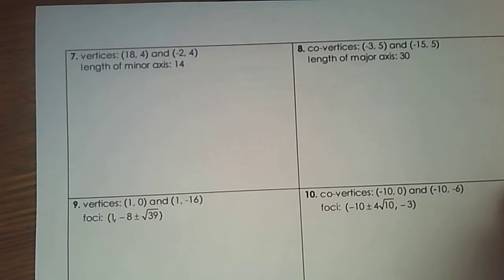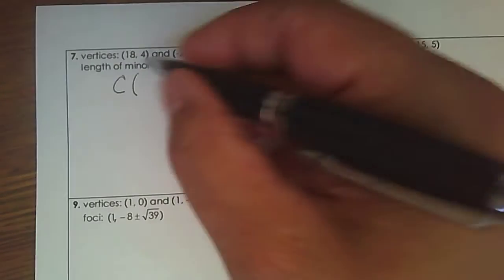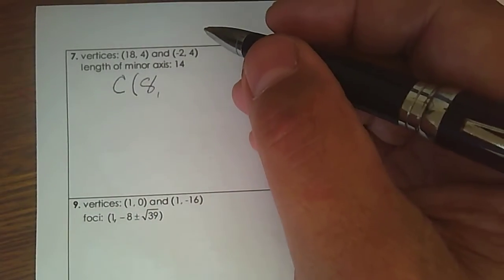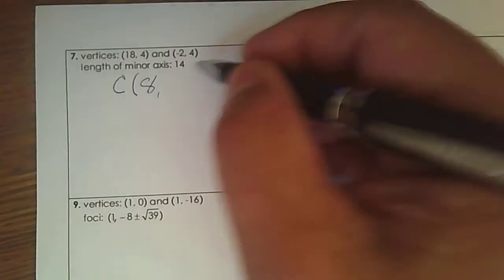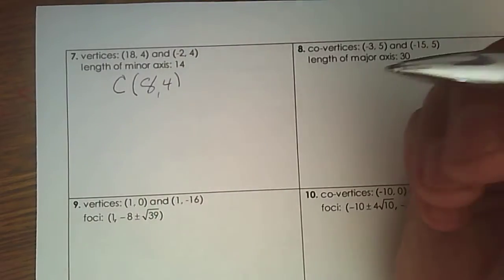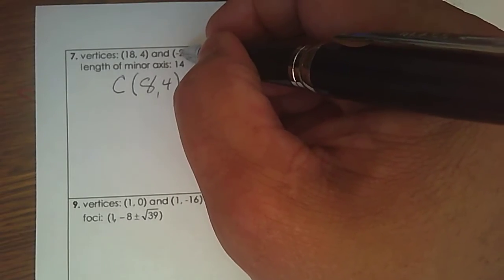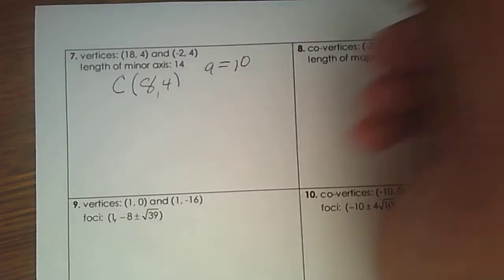Turn the page. Find the equation; you're given the vertices and the length of the minor axis. So the major vertices, again, the center is going to be the midpoint, so add them. That's 16 divided by 2 is 8. Add them, that's 4 divided by 2. Now, the distance A, notice the x-coordinates changed for the major. So x to x, that A is 10, the distance from 8 to 18.